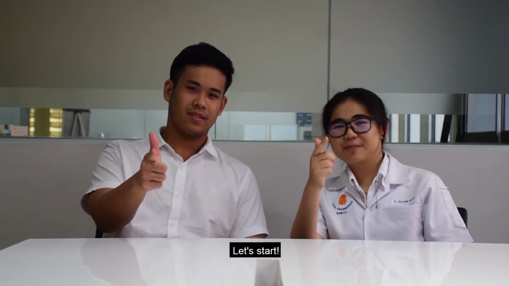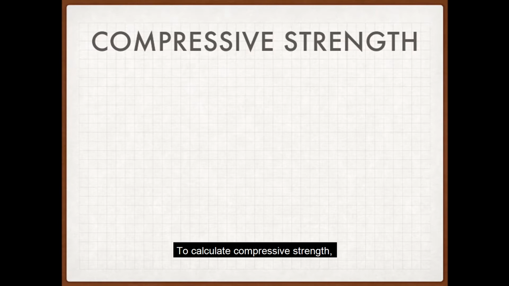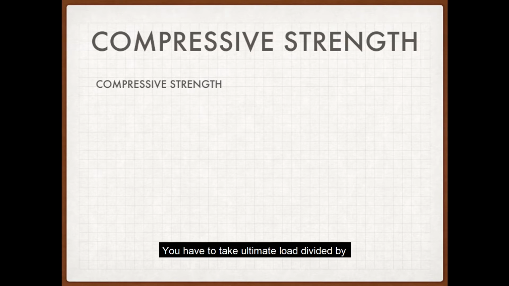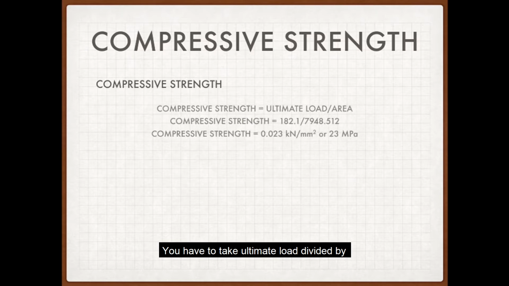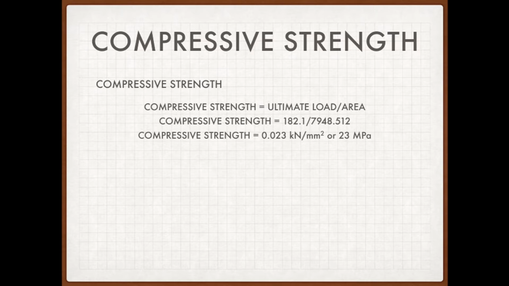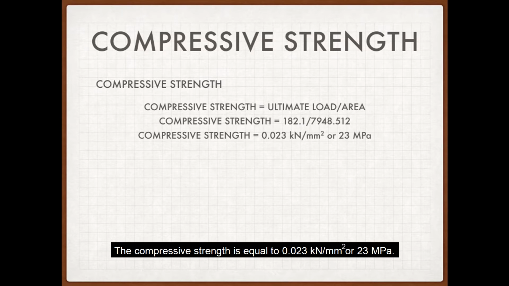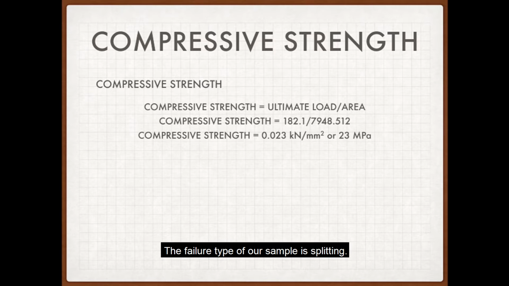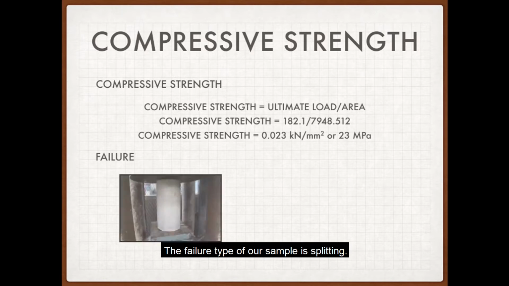Let's start. To calculate compressive strength, you just need one simple step after the area is calculated by using pi r squared. You have to take the ultimate load divided by the surface area on which the load acts. The compressive strength is equal to 0.023 kN per square millimeter, or 23 megapascal. The failure type of our sample is spreading.